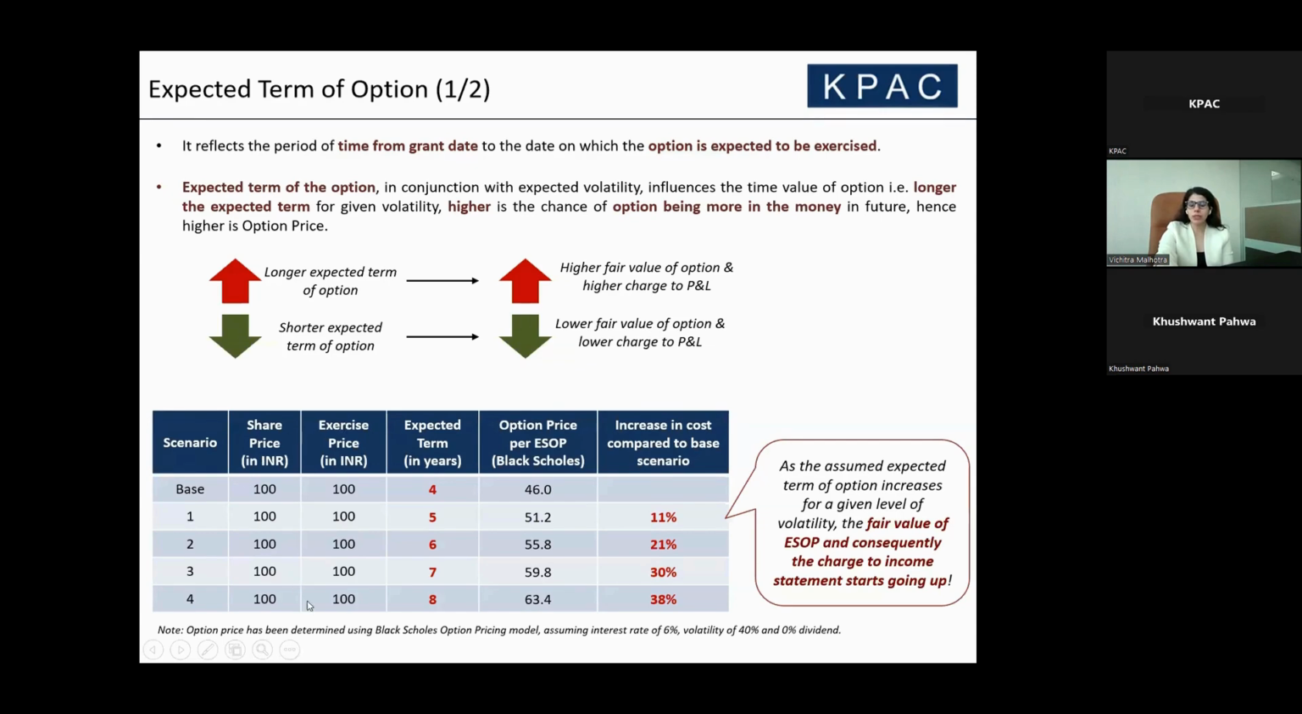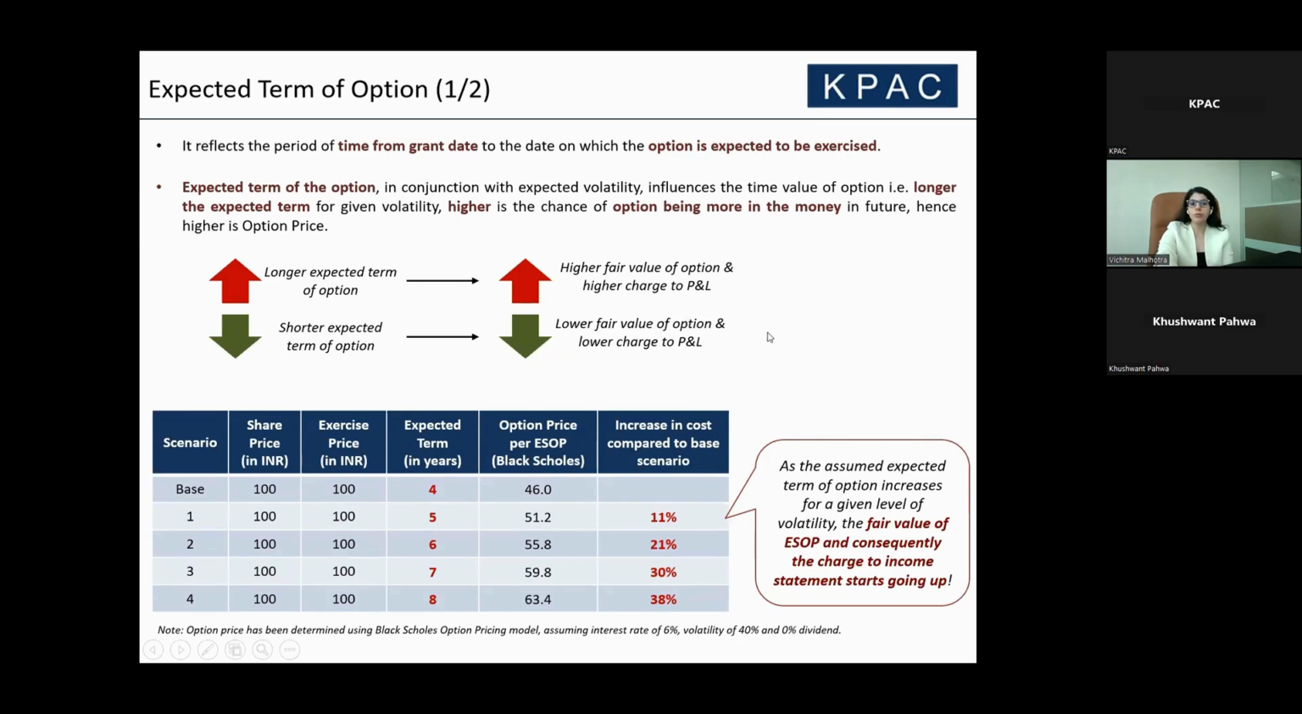Again, we've illustrated the point here with the same example we saw a couple of minutes before under expected volatility. We took the same example, but just varied the expected term from 4 years to 8 years and kept the volatility at a median assumption of 40%. Again, with the volatility being 40% and the expected term increasing from 4 years to 8 years, your overall option price can increase by almost 38% compared to the base case scenario. So both of these assumptions put together can influence materially the overall option price and therefore directly impact the level of cost that you book on account of ESOPs.